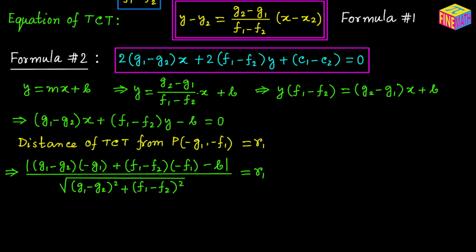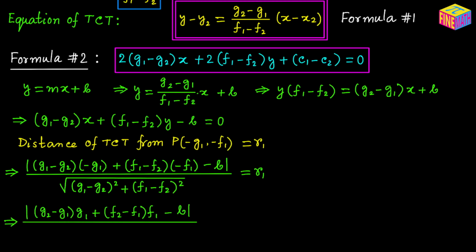Here again I am using the formula for the distance of a line from a given point. Here the line is actually the equation that we have there in the green color, and the given point is negative g sub 1 comma negative f sub 1. That's the center of the first circle. So using the coordinates of the point P on the assumed equation of the transverse common tangent, we can say that the distance will look like this, and that will be equal to r sub 1.